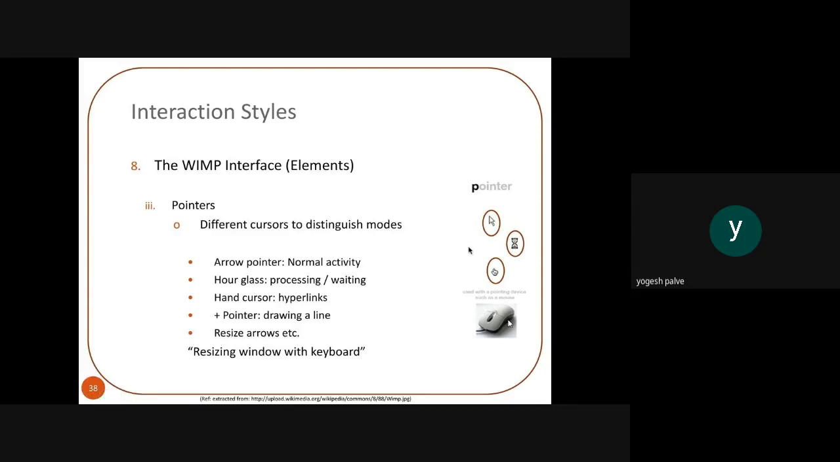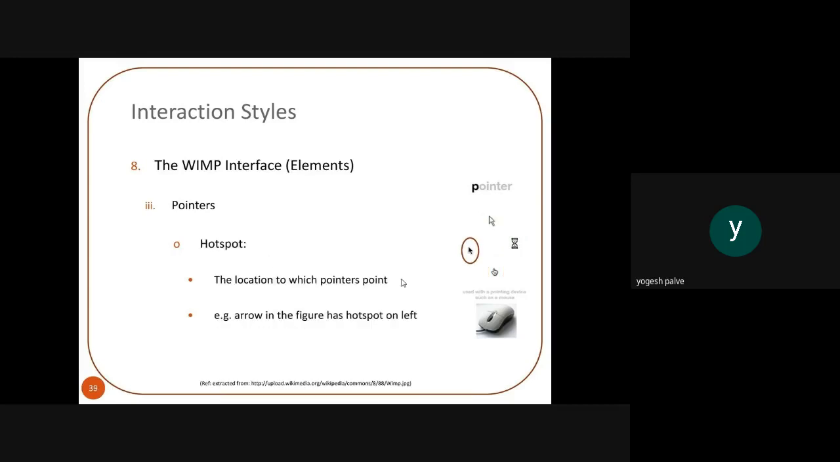Then resize arrow and resizing the window with a keyboard. Such kind of things the user can apply whenever they are using pointers. Then the second concept of pointer is the hotspot. The hotspot is used whenever there is a location to which the pointer will point. The best example of this is the arrow in the figure, which has a hotspot on the left.